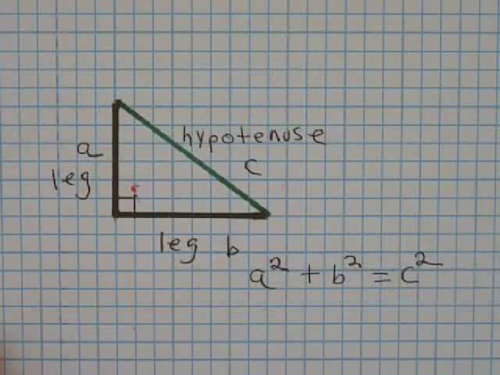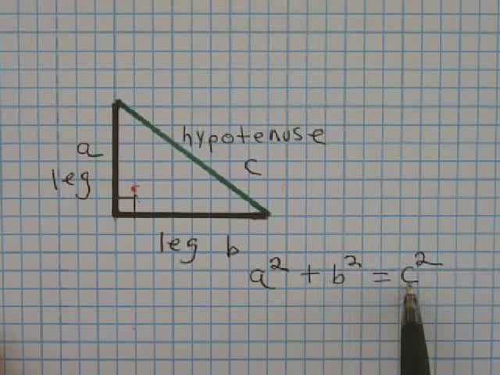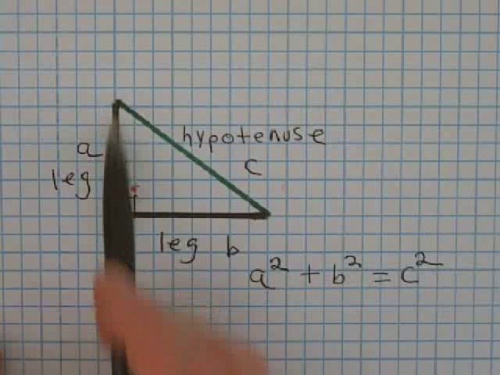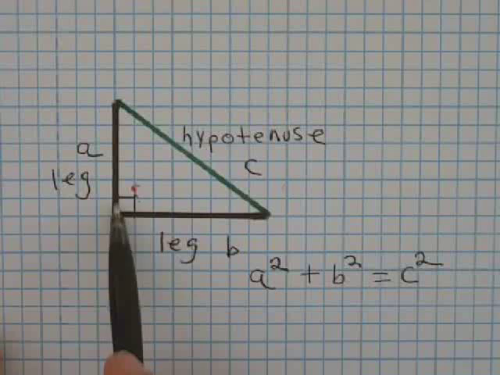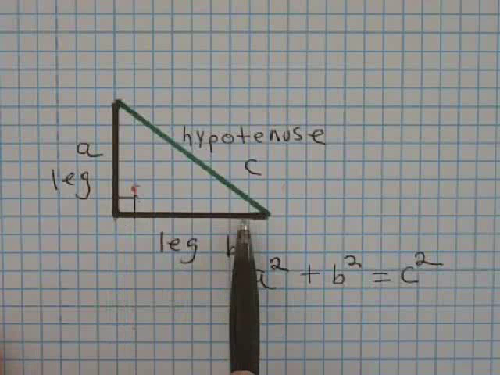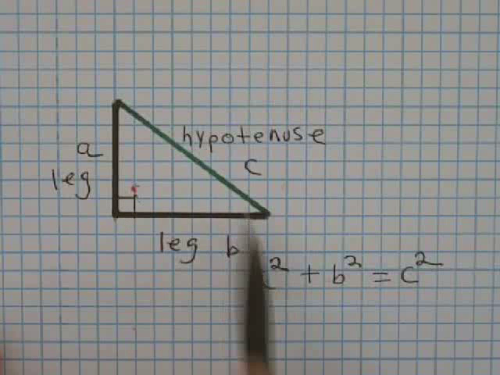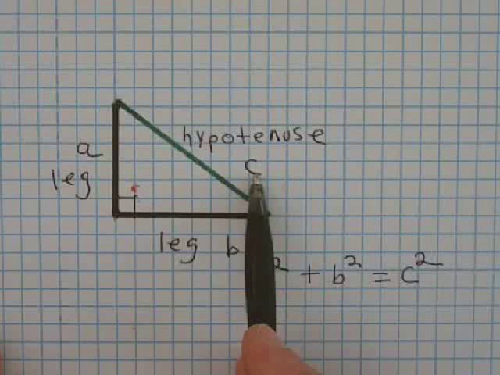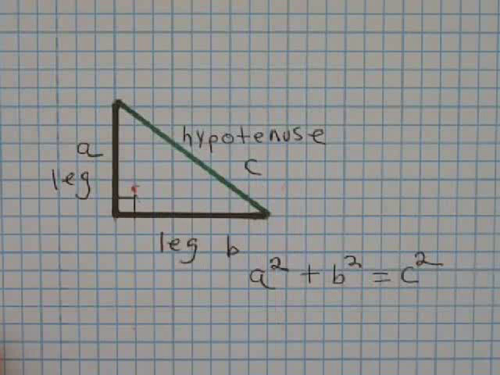And what is Pythagorean theorem? It's this. It says that a squared plus b squared equals c squared. In other words, if I take this side to the second power and I add it to this side to the second power, that will equal the hypotenuse to the second power. That's what the theorem says. And I'm going to pause a moment. I'm going to show you what it means and prove it to you.